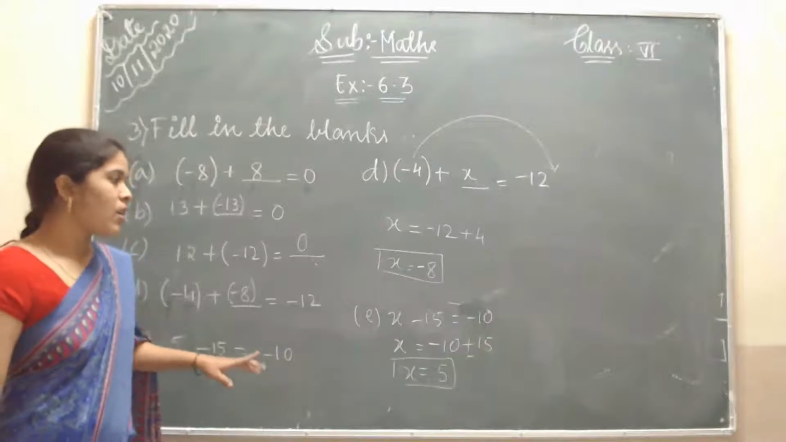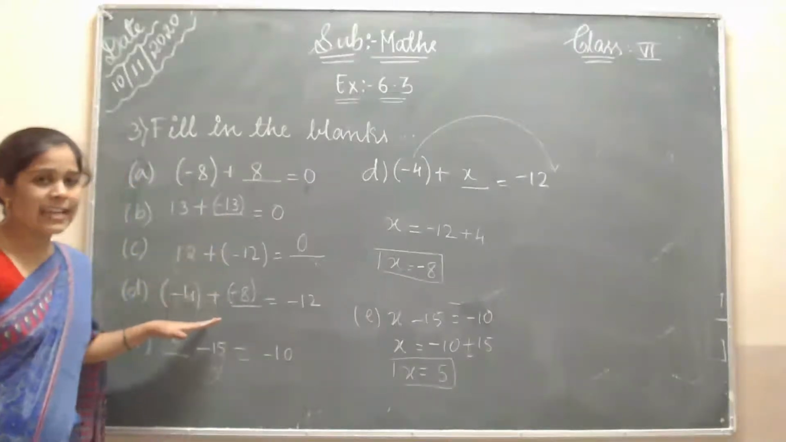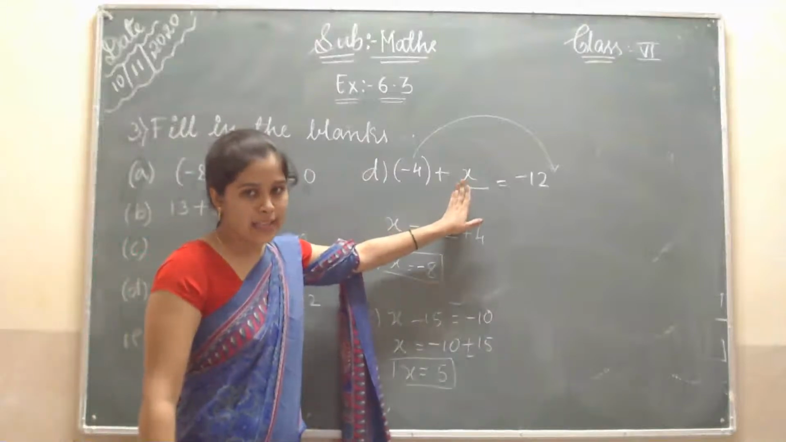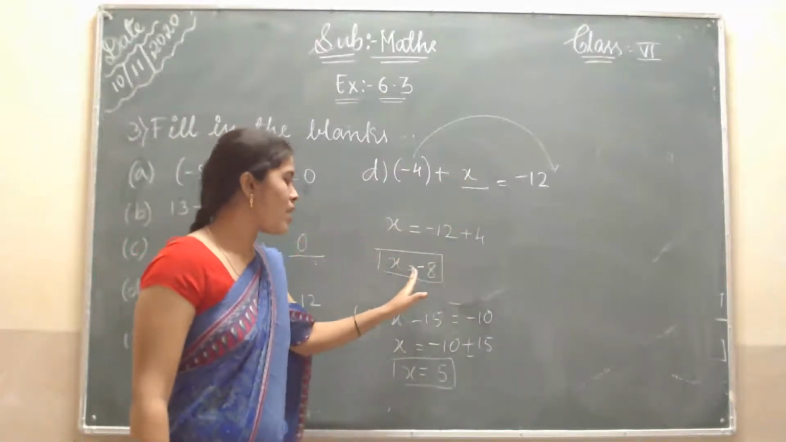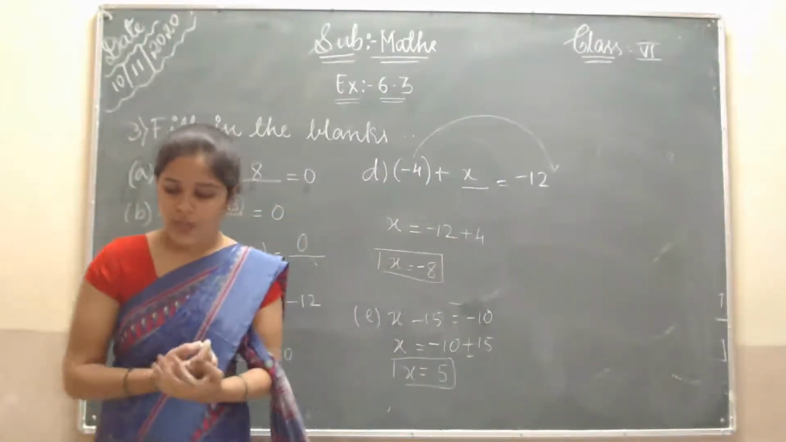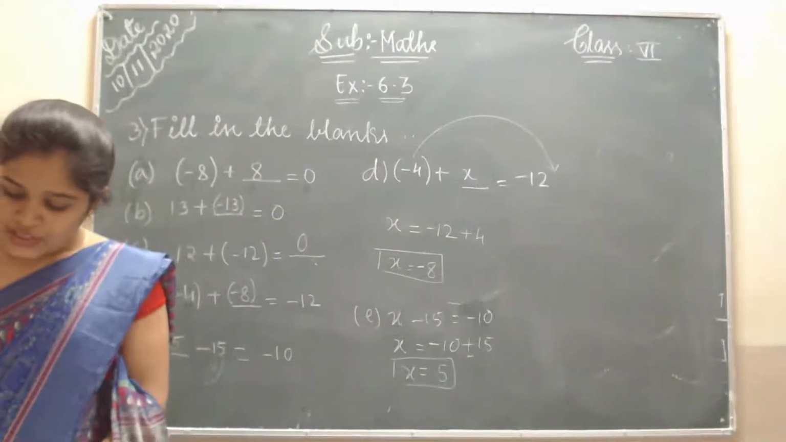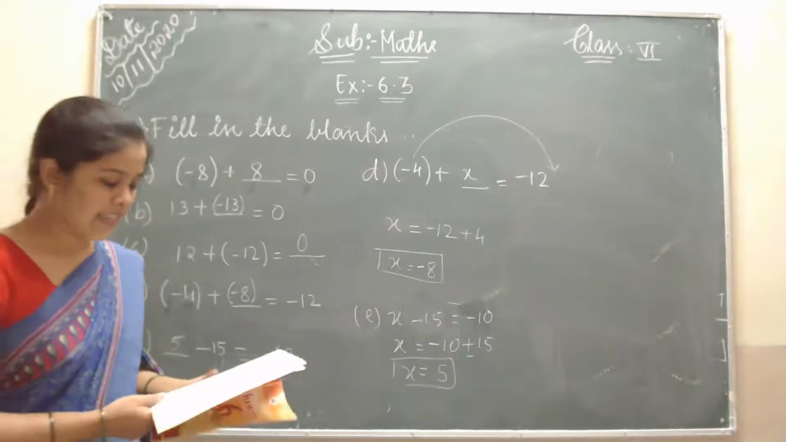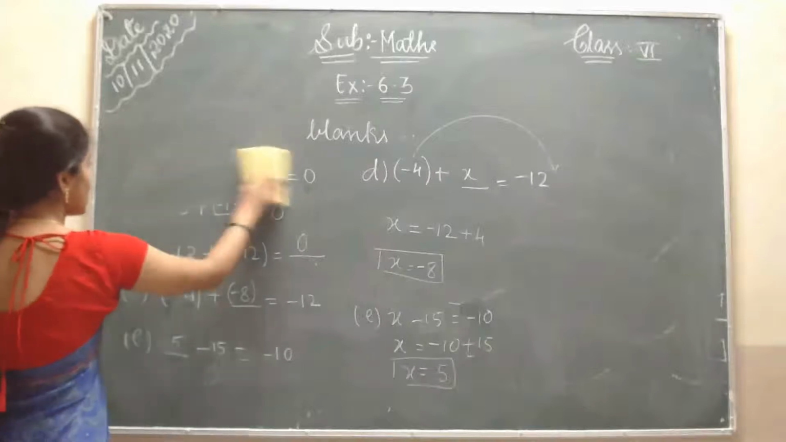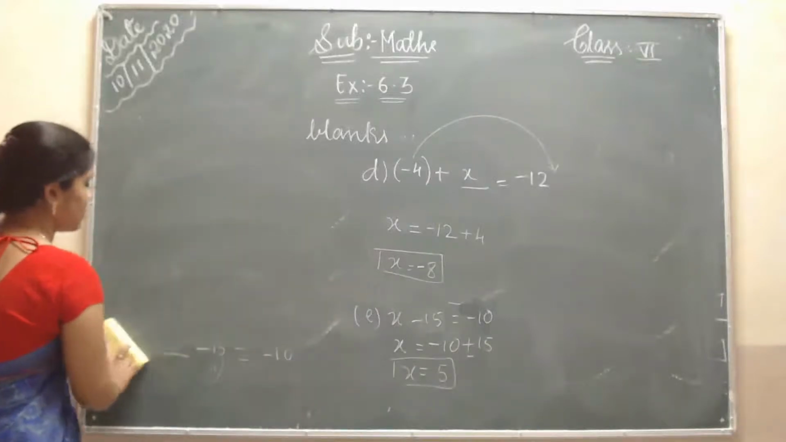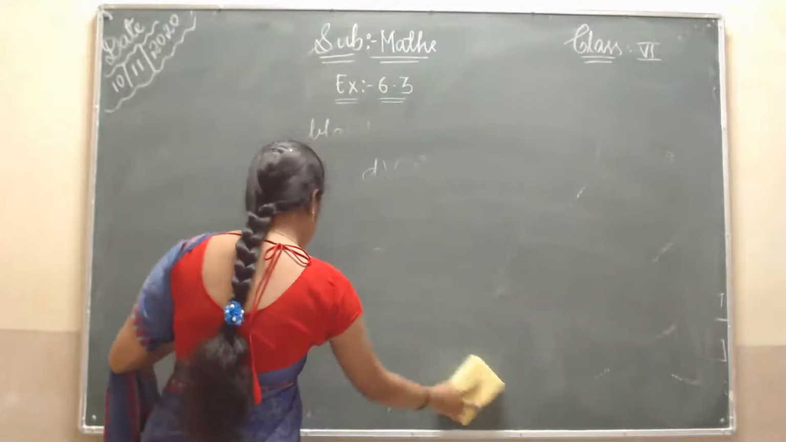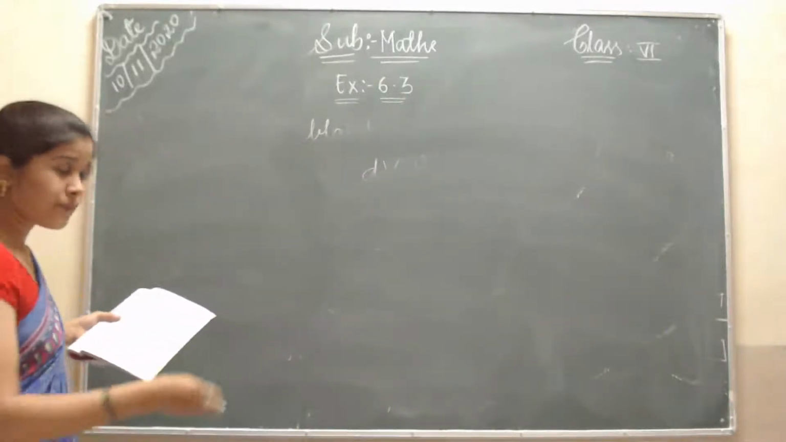Okay. If you are not getting the answer directly, you have to solve like this. You have to keep the blank as x, find the x value, and keep the value of x in the blank. Okay, understood? Next, the last question of this exercise and the last exercise of this chapter. Fourth one.